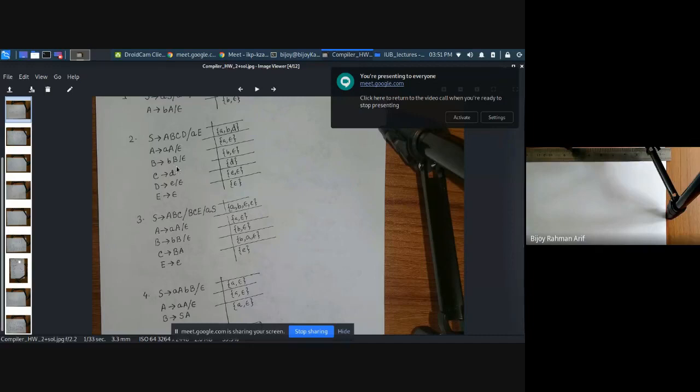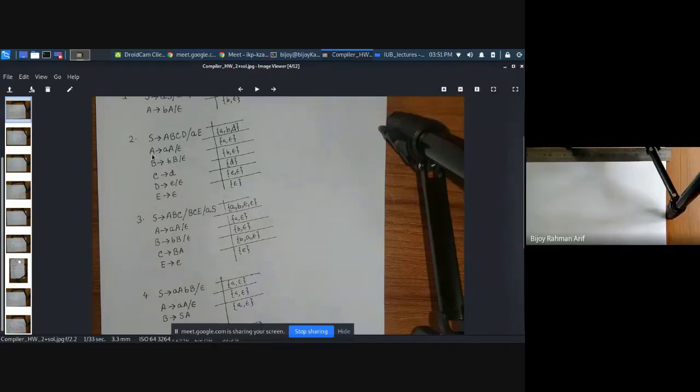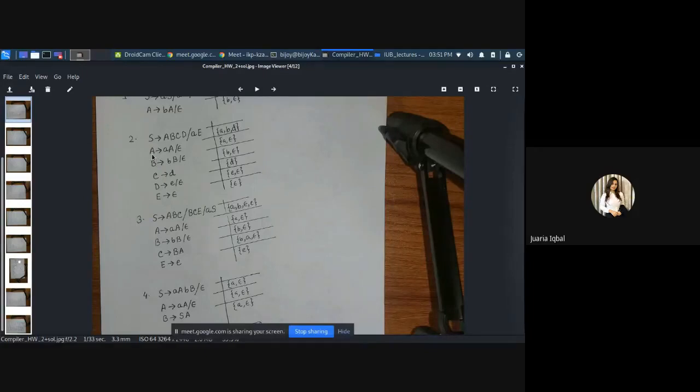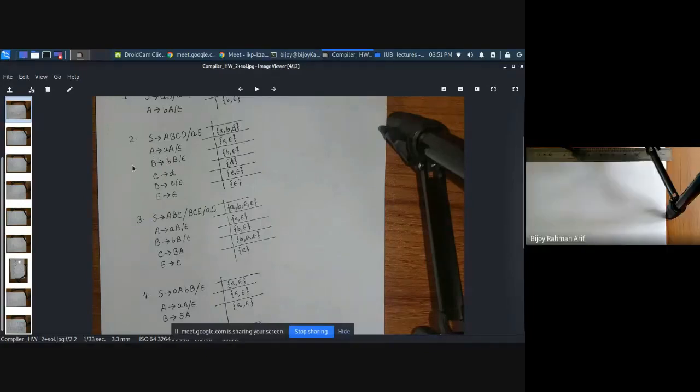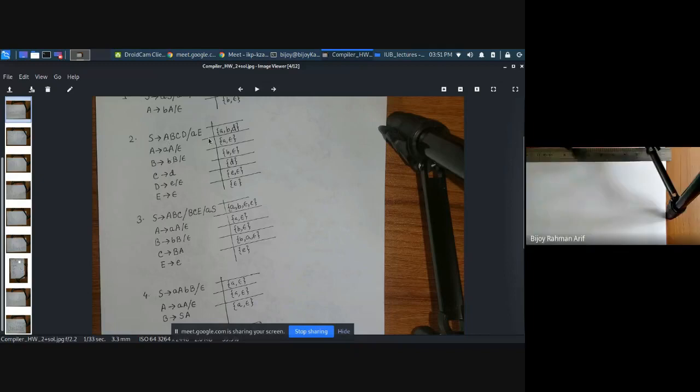Finding the first values. What is the first of A? It's A and epsilon. What is the first of B? I could do A, B, C, D, E, but I'm having a problem in S. Okay, so S should already have first of A because of the second part. Am I right? Yes.